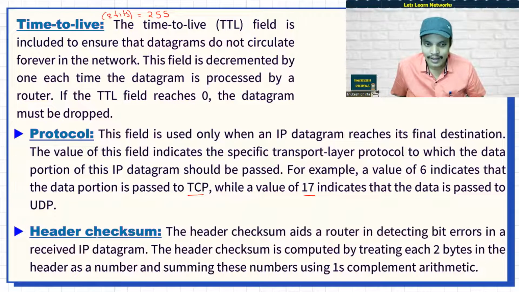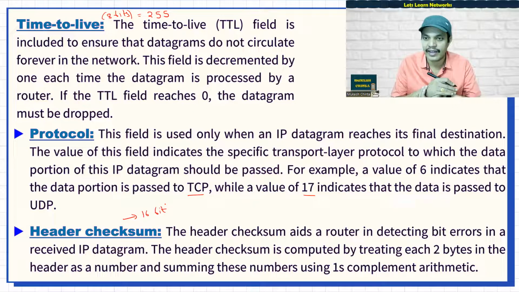And finally, we have the header checksum. The header checksum aids a router in detecting bit errors in a received IP datagram. We have a 16-bit checksum here. This is calculated the same way as we did earlier in my videos. It is computed by treating each 2 bytes, that is 16 bits, in the header as a number, and summing these numbers using ones complement arithmetic.